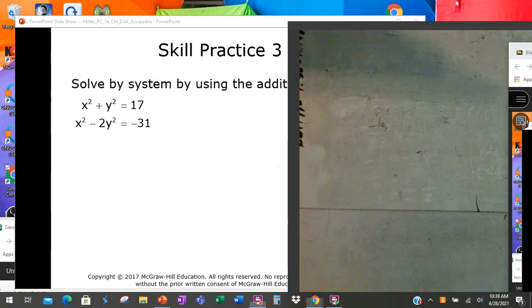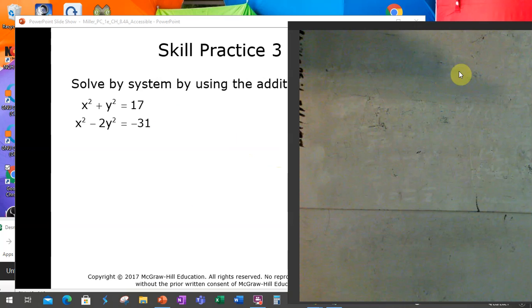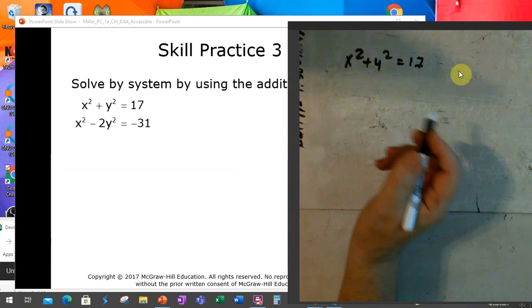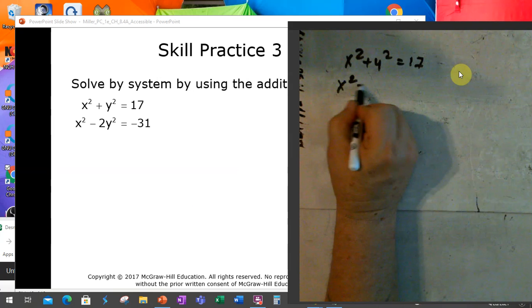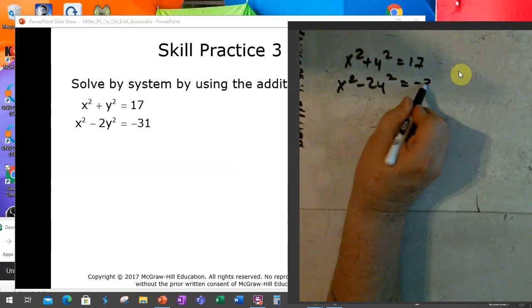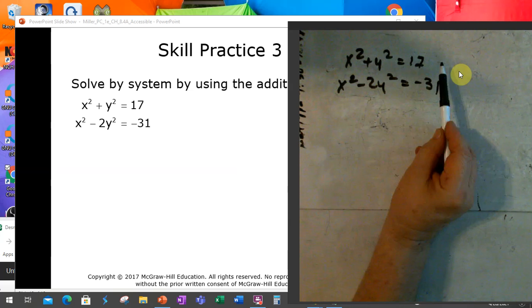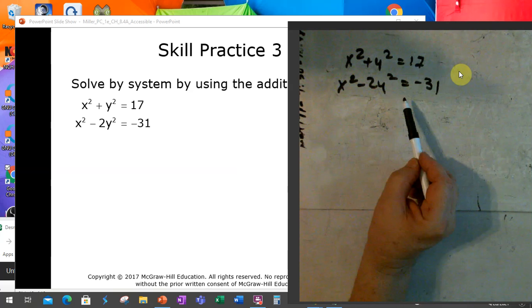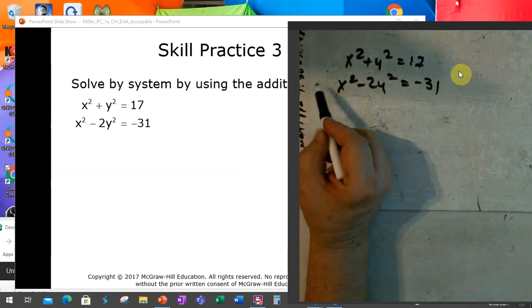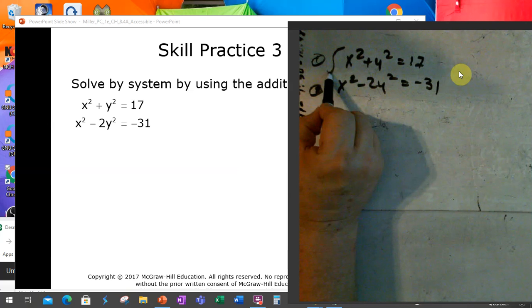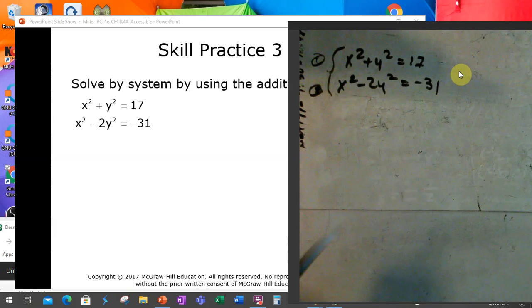Do one more for us. x squared plus y squared is equal to 17. And then x squared minus 2y squared is equal to negative 31. I could multiply by 2 here and then add, or just subtract. Here's my 1, here's my 2. These are coupled together. I want solutions that work for both of these things.